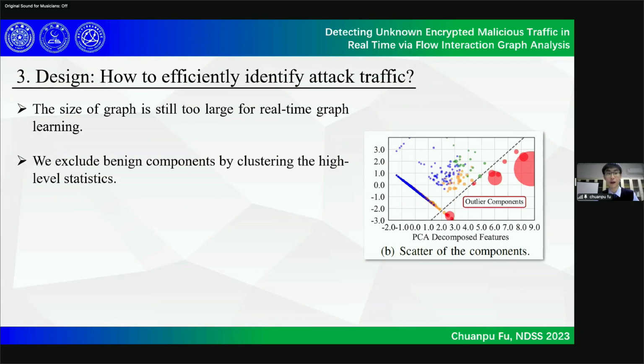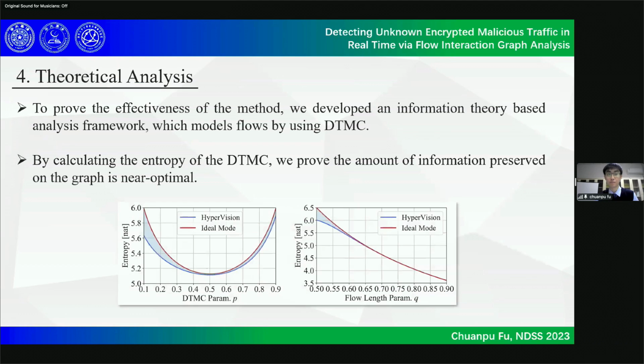Now, the graph is still very large. Our solution is excluding benign components. More details can be found in our paper. We validate our method both theoretically and experimentally. First, we proved the effectiveness of our graph-based detection by developing an information theory-based analysis framework. We modeled flows as a discrete Markov chain. By comparing the entropy of the chain and the entropy of the graph, we proved that the information preserved by the graph is near optimal, and the margin to the optimal value is even negligible, as shown in this figure.